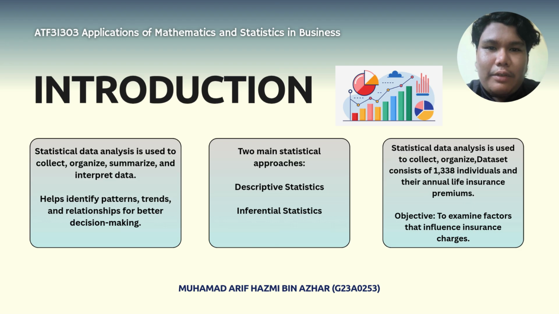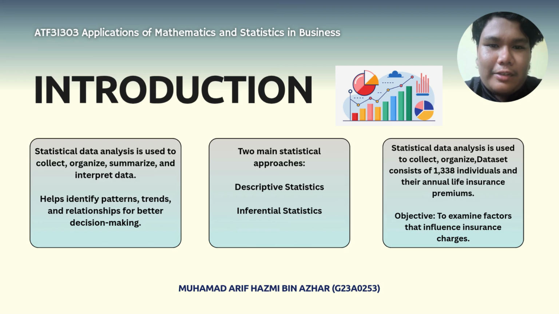So, for this study, we analyze a dataset containing information on 1,338 individuals and their annual life insurance premiums. Statistical data analysis is a process of collecting, organizing, summarizing and interpreting data to obtain useful information. It helps business and researchers identify patterns, trends, and relationships, allowing decisions to be made based on evidence rather than assumption. There are two main types of statistical analysis used in this study.